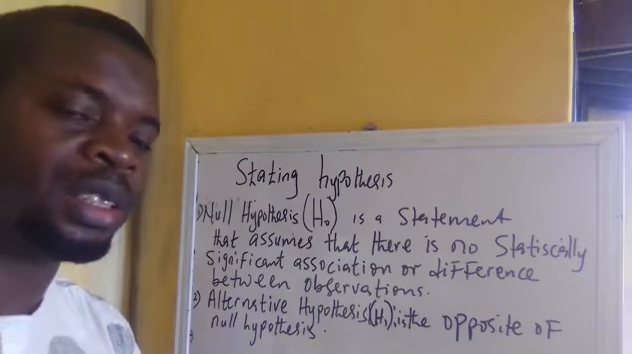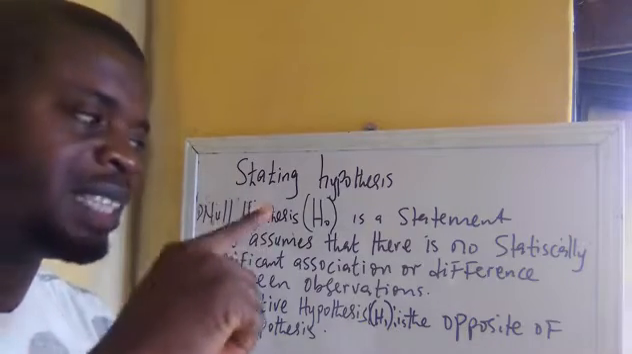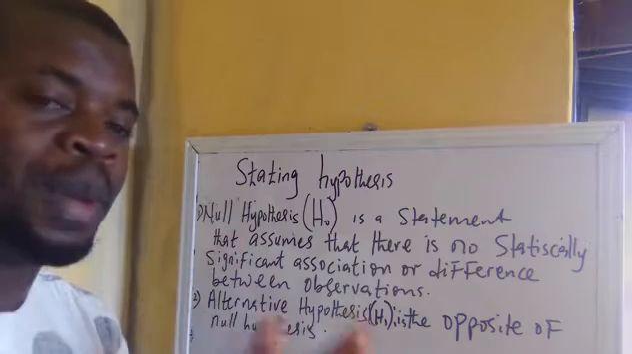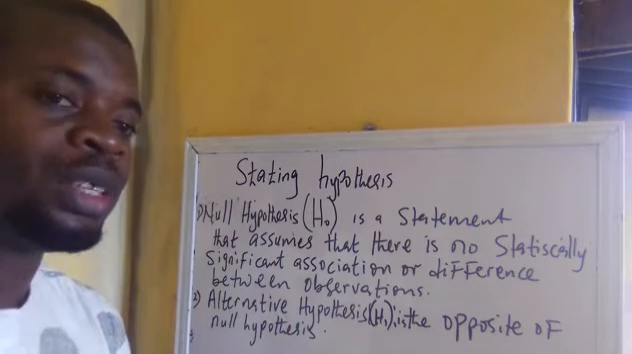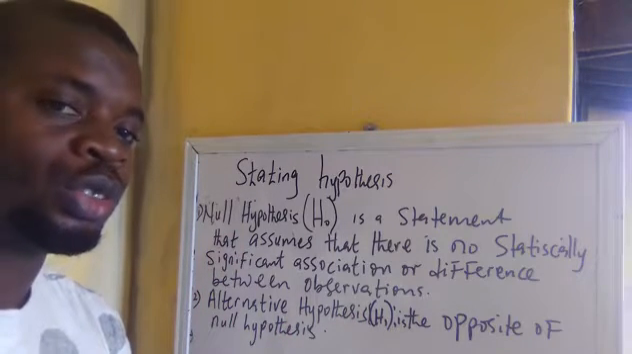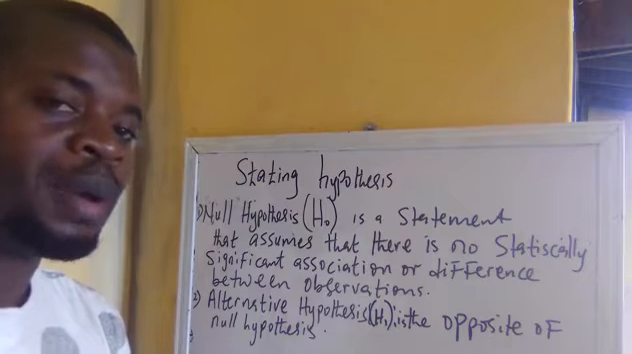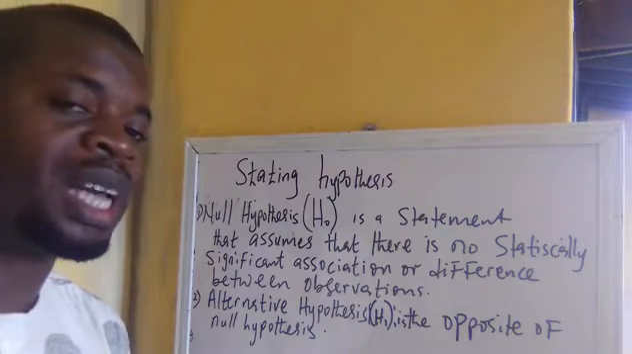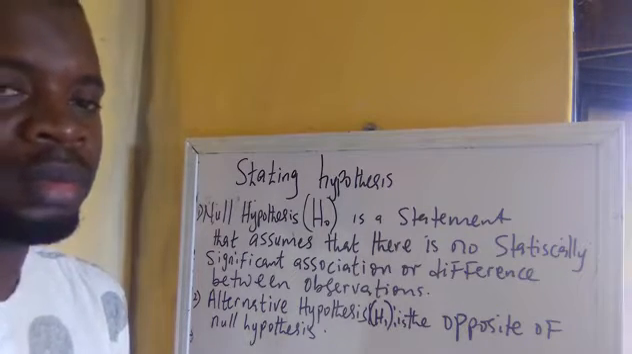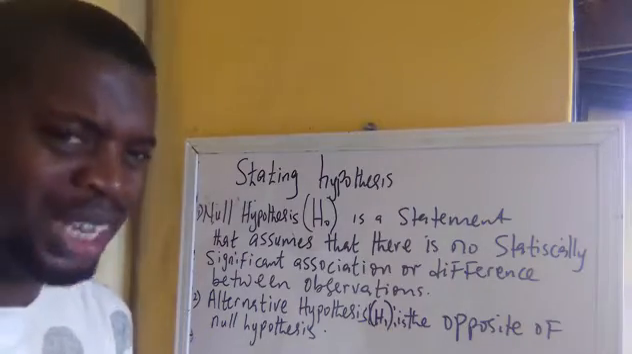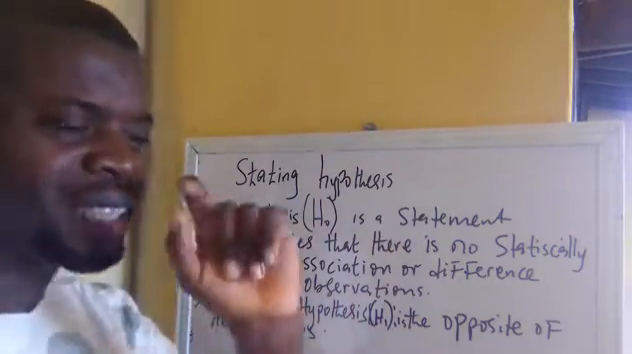Now, when I'm making a difference hypothesis, I must negate it, saying that there is no difference between male and female students' academic achievement. Do you understand? So I negate it. Do you get what I'm saying? So you have to negate that statement.